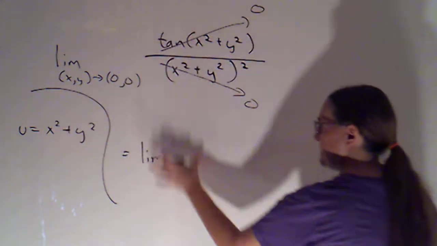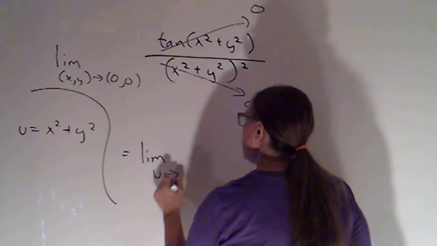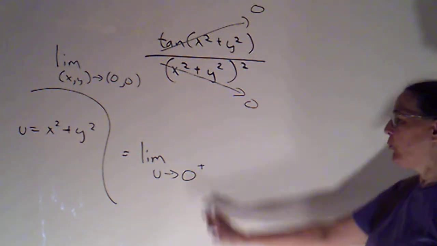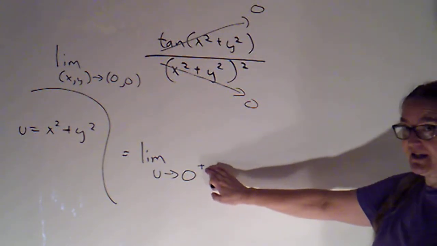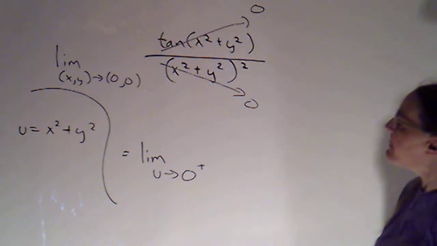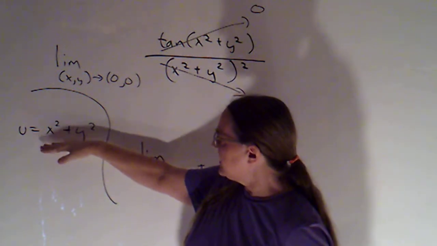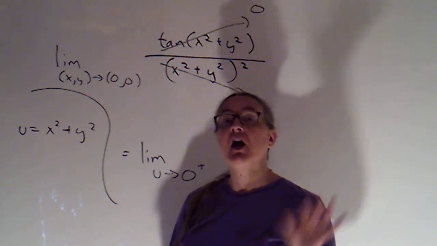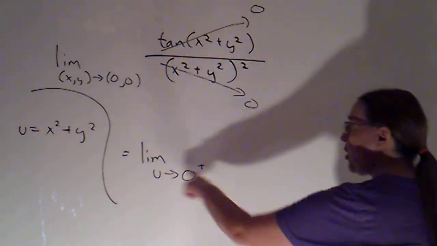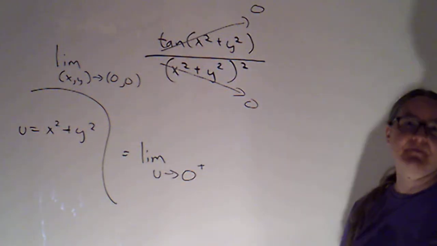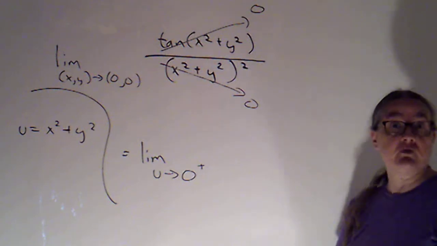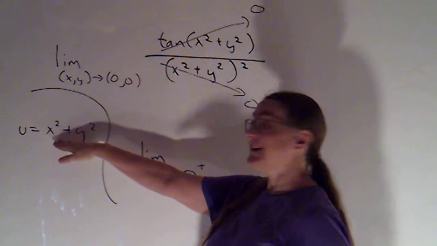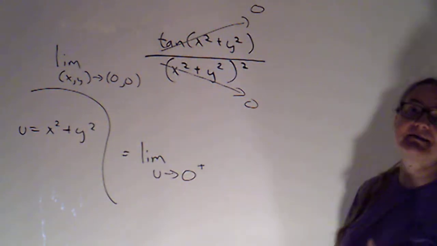So I'm actually saying this is equal to the limit as u approaches 0 from the right. We are getting a one-sided limit here, okay? That's because if I take a look at u, this expression can never be negative because it's a sum of two squares. So don't just assume that you're always going to get a two-sided limit when you make a substitution like this. Sometimes you do, in the last example we did. In this example though, this expression can never be negative. So this is a one-sided limit.